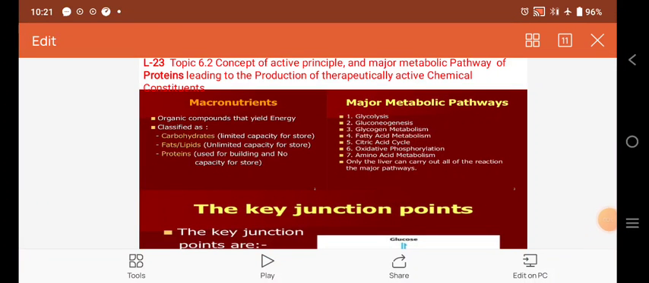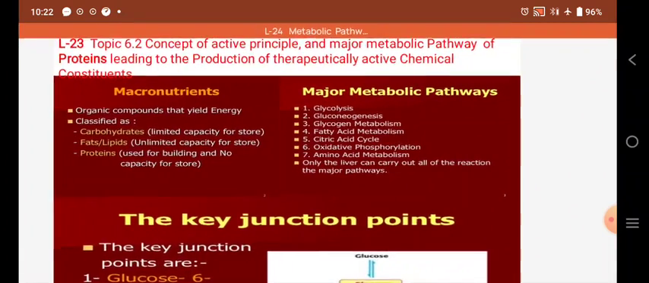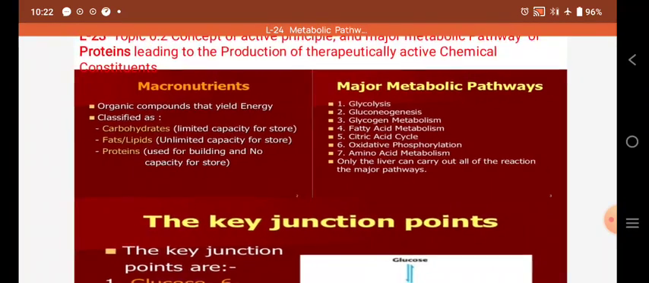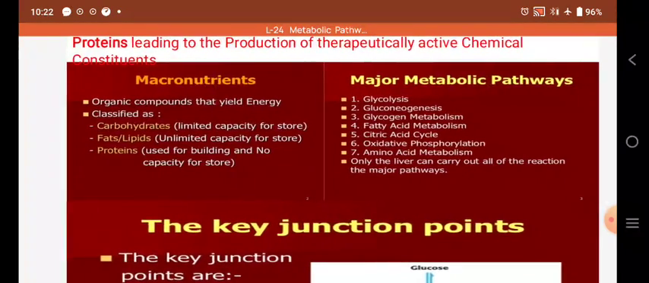Okay, good morning. So yesterday we saw the concept of active principle and the major metabolic pathway of carbohydrate. And today we are observing the major metabolic pathway of proteins leading to the production of therapeutically active chemical constituents. So therapy means what? The act of use of the medicine, right? So in yesterday's lecture we saw how carbohydrates show their effect on the human body.